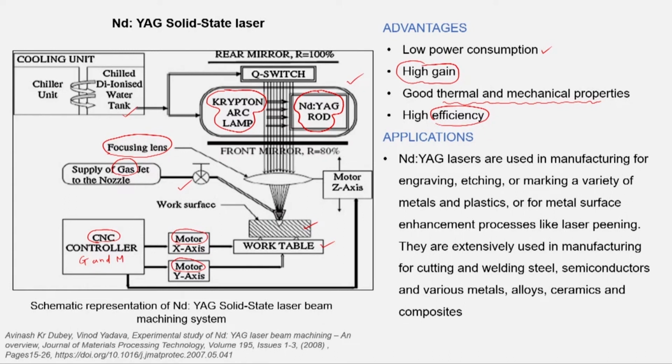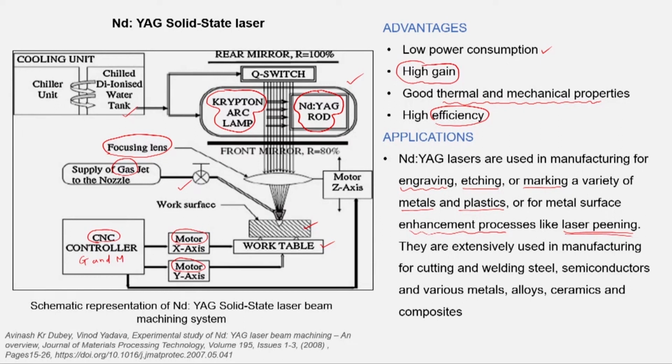So, what are the various applications in manufacturing? Nd:YAG is quite widely used for engraving, etching, and marking of a variety of metals and plastics. Moreover, Nd:YAG lasers are also used for enhancement processes such as laser peening.